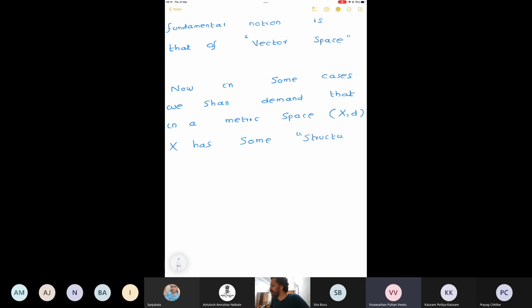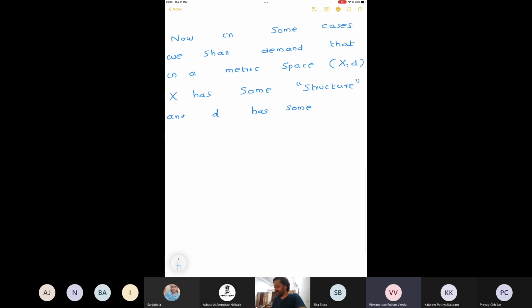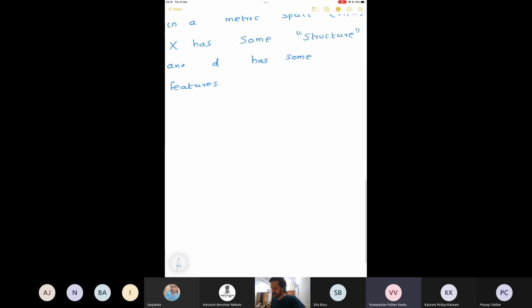For instance, you can add two elements in X. You can multiply an element in X with a scalar, maybe. Something like X is a vector space. And d has some special features we may demand. And one such instance is the following.